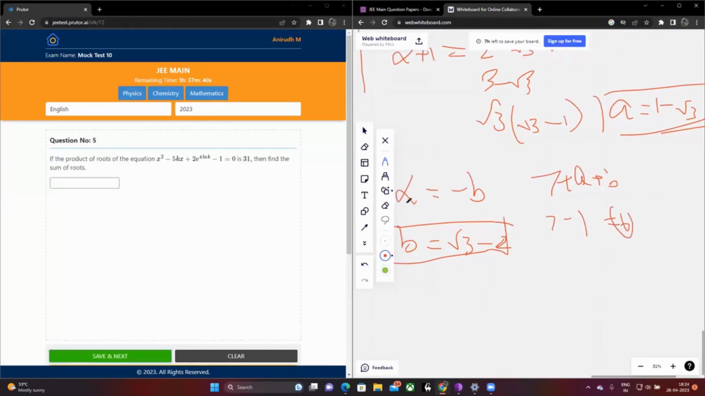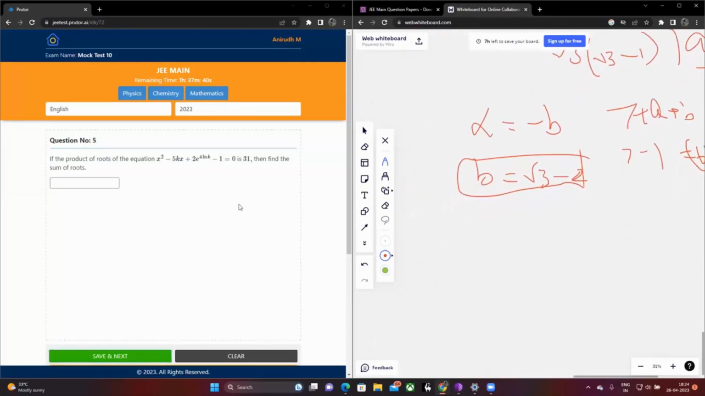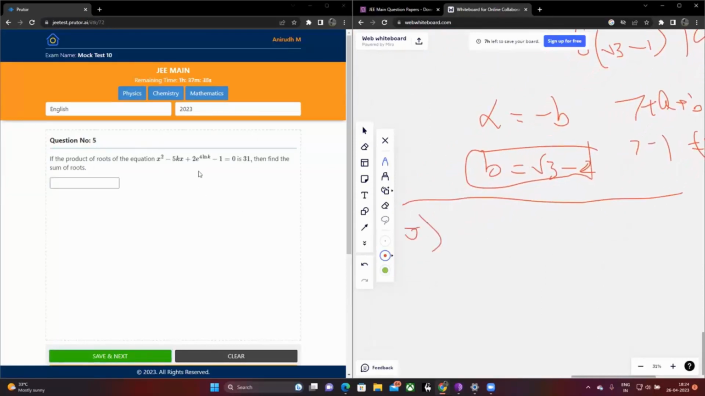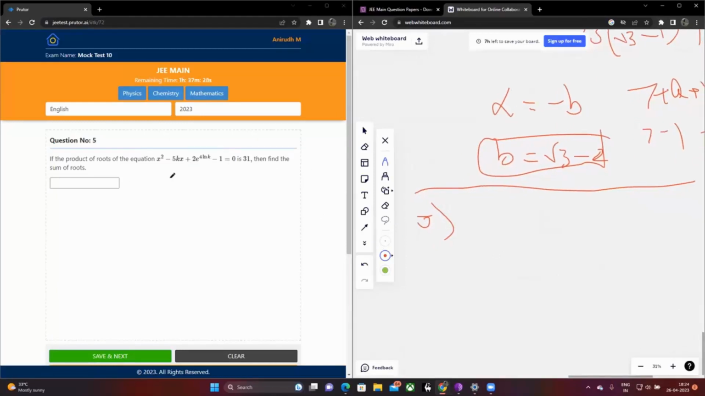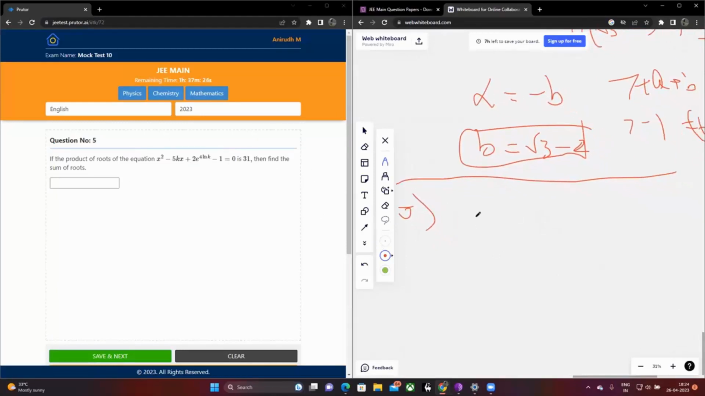Right? The fifth question. Product of roots of equation x square minus 5kx plus 2 e power 4 ln k minus 1 is 0, is 31. Find the sum of roots. Right? So this question, you are basically given that alpha beta is 31, which is 2 e power 4 ln k minus 1 is 31, right? This minus 1 goes here, this becomes 32. This 2 cancels this out to get 16.